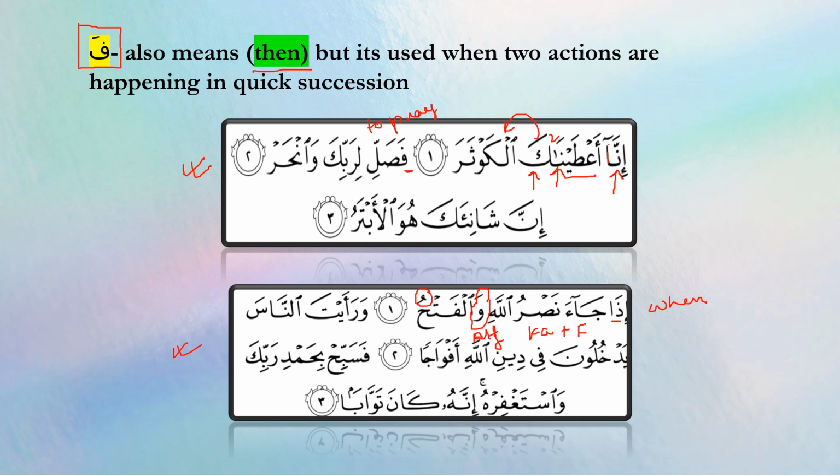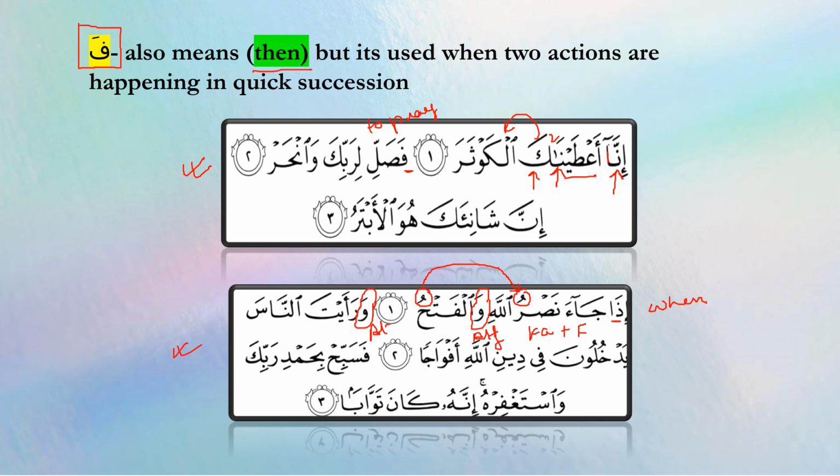So both of them are having dhamma. As you can see, leave the mudaf ilayhi, lafzul jalala, because we don't have to do anything with the mudaf ilayhi, but with the mudaf, because the haraka changes on the mudaf only. So fathu and nasru have the same haraka as there is an atf in between. So when came the help of Allah and the victory? What victory is being referred to here? The victory of Makkah.